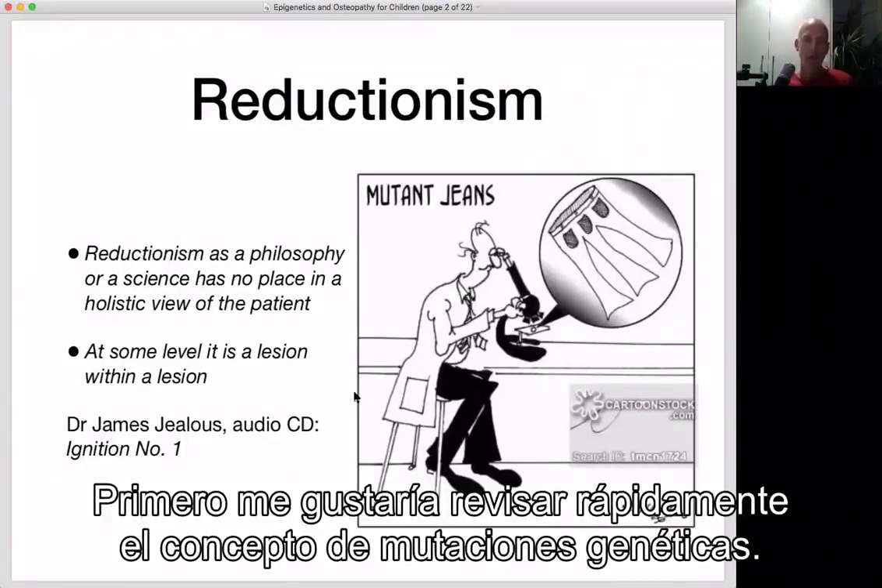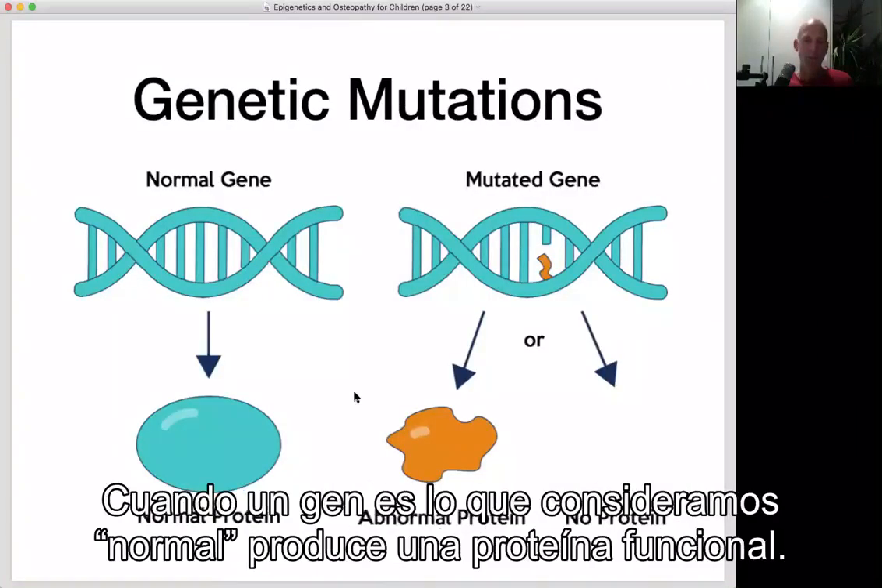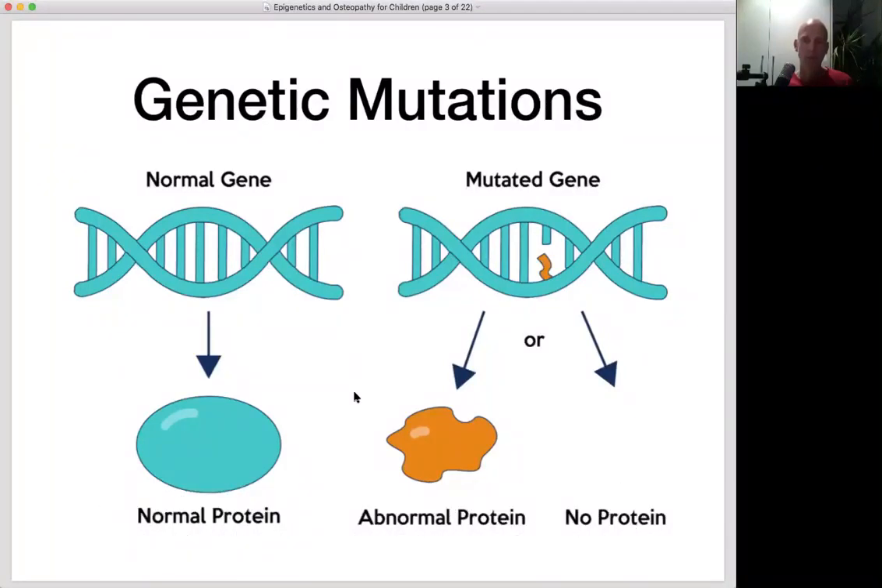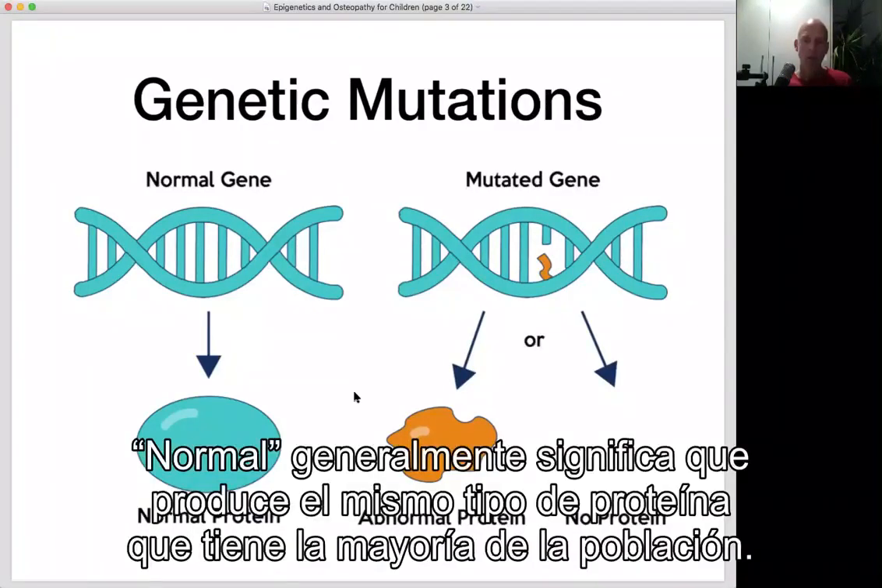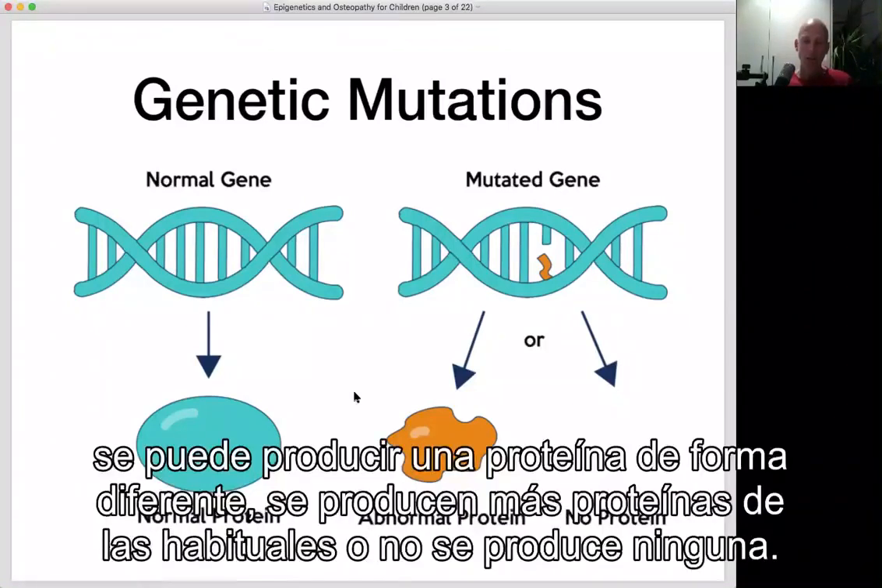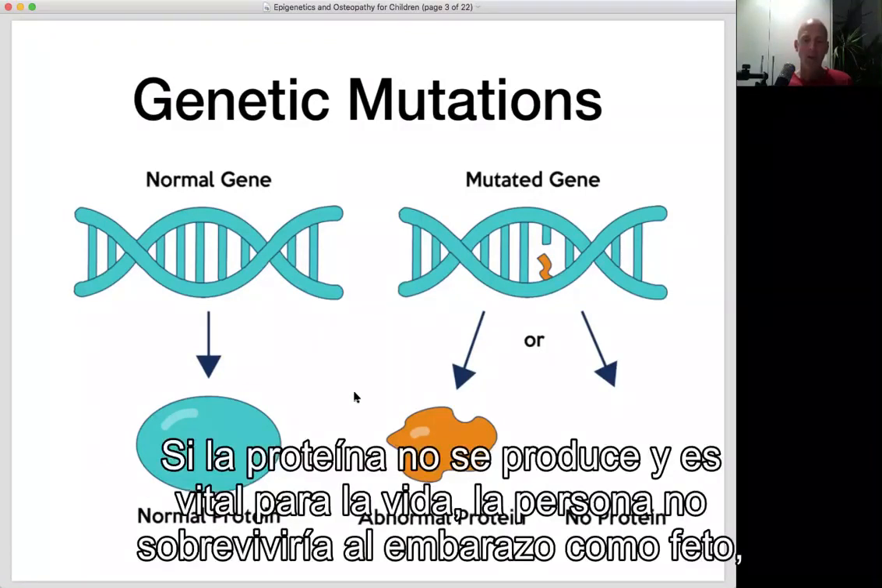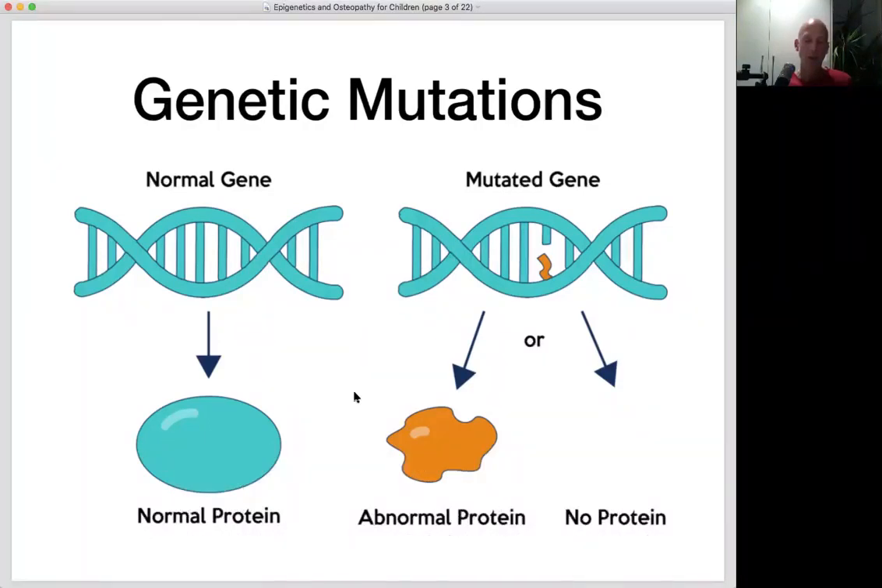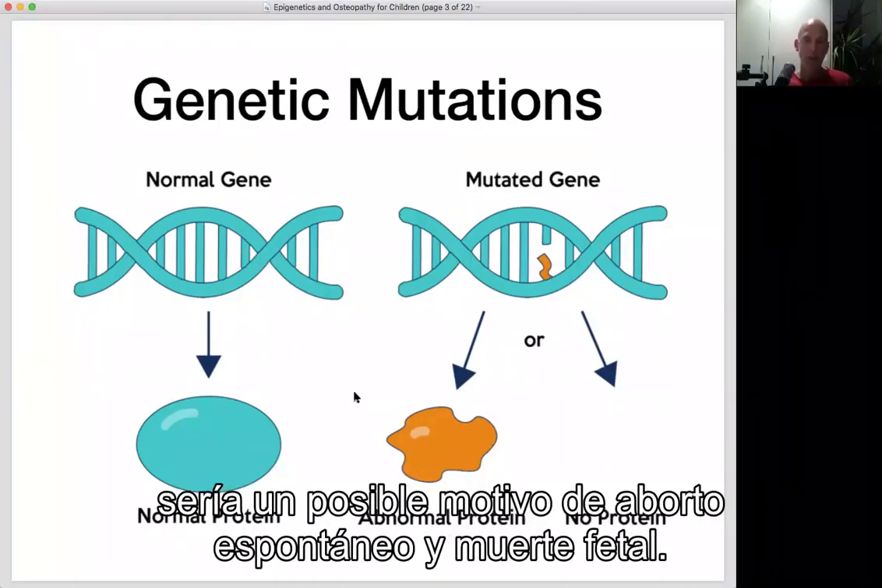First, I'd like to quickly revise the concept of genetic mutations. When a gene is what we consider normal, it produces a functional protein. Normal usually means it produces the same type of protein that the majority of the population have. When there's a difference in the DNA code to the normal version, depending on the type of change, either a different shaped protein can be made, more proteins than usual are made, or no protein at all is made. If the protein is not made and it's vital to life, then the individual would not survive pregnancy as a fetus, a possible reason for miscarriage and fetal death.